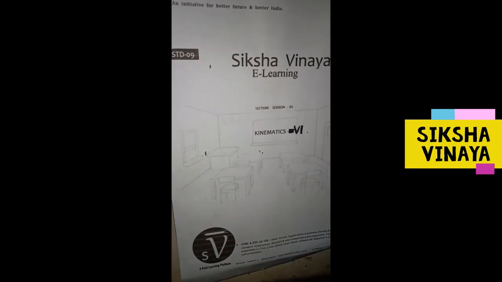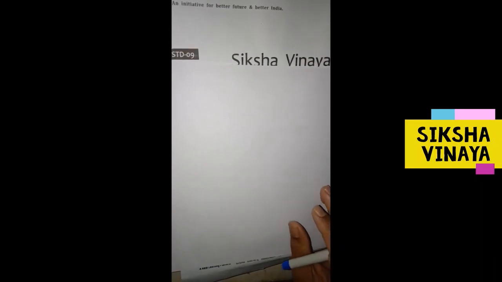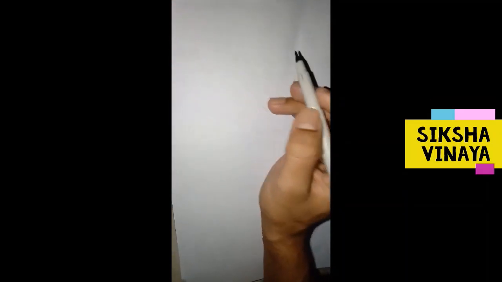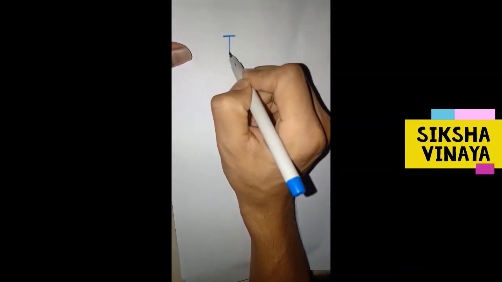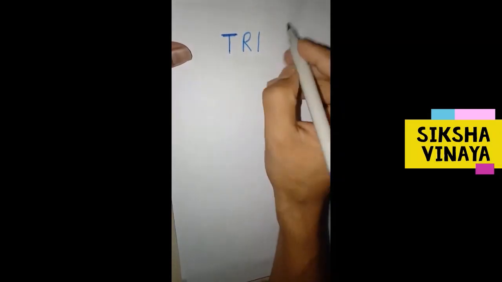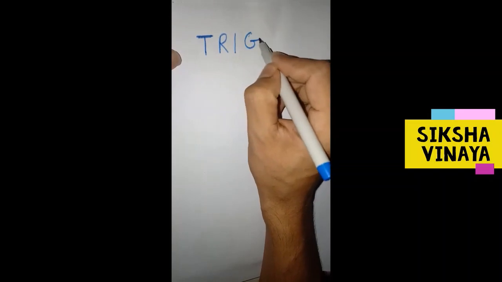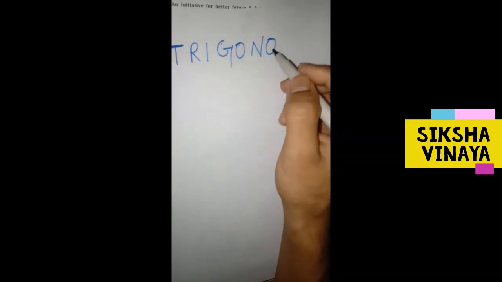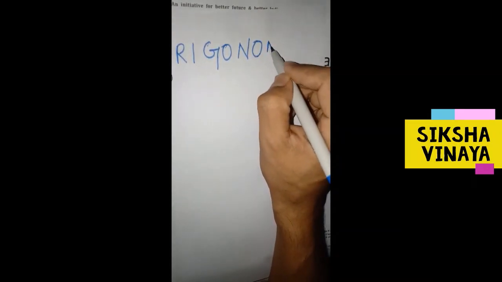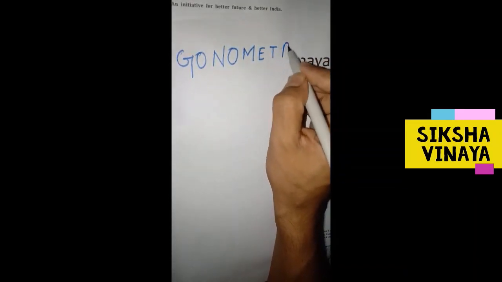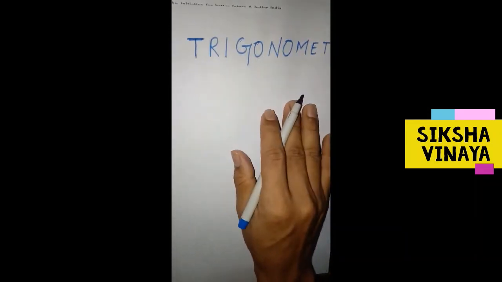Now, in this lecture, I am giving you the idea of trigonometry. As you know, the spelling of trigonometry is T-R-I-G-O-N-O-M-E-T-R-Y. This is trigonometry.